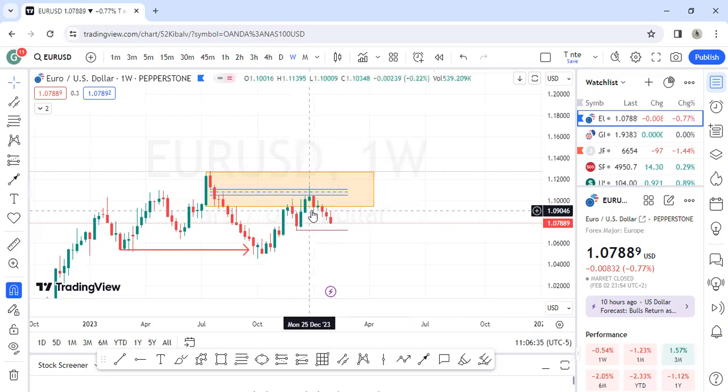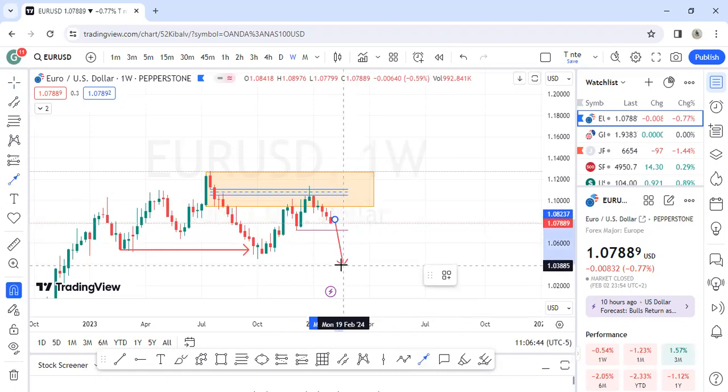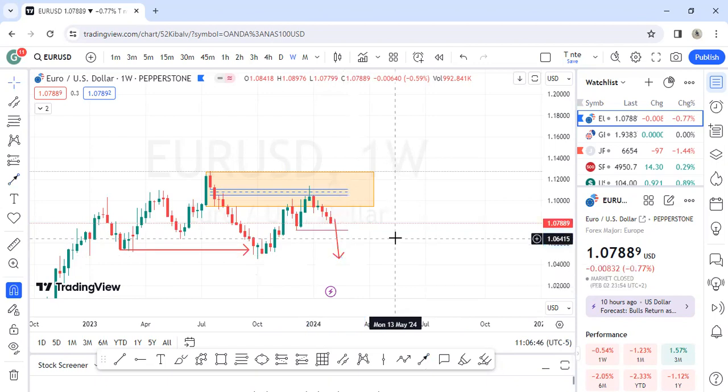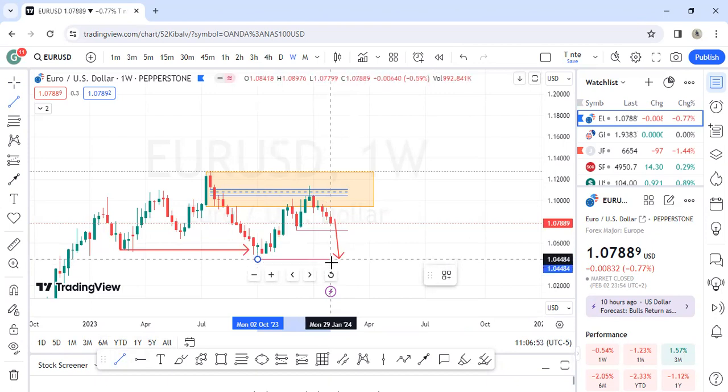So market is going down. For the euro dollar, I don't want the pound. So this would be nice. This would be an overall target for me now. So looking at this as my overall target. Those are our two targets.